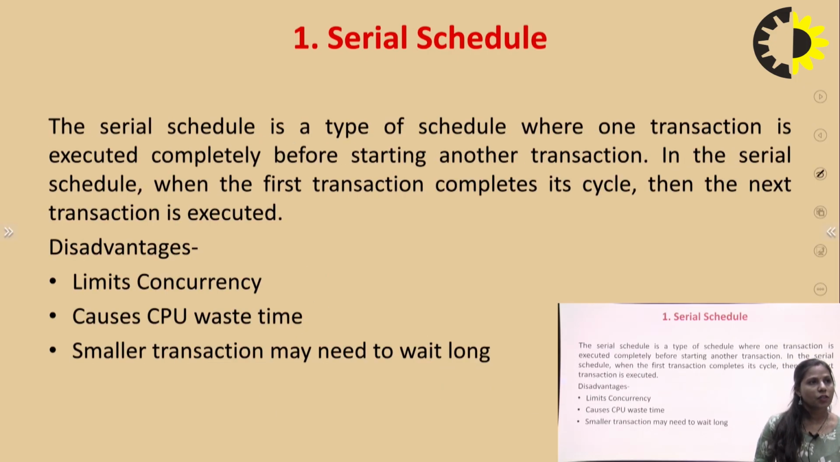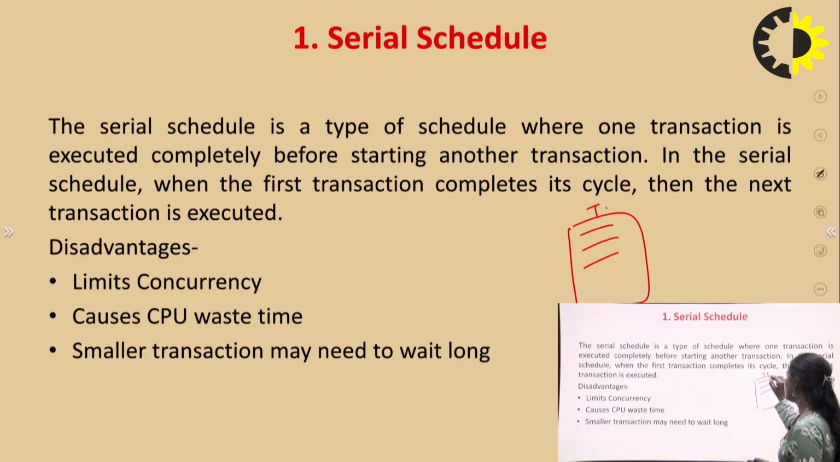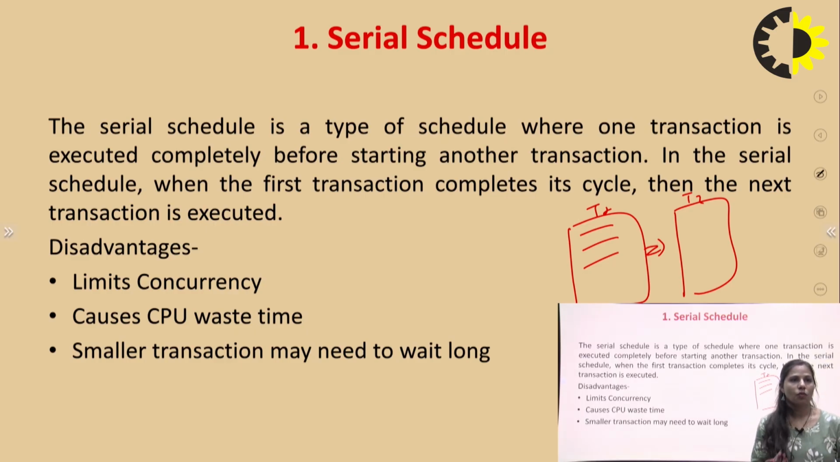Let's discuss what a serial schedule is. A serial schedule is a type of schedule where one transaction is executed completely before starting another transaction. In the serial schedule, when the first transaction completes its cycle, then the second transaction is executed. For example, we have a series of operations. This is the T1 transaction, and only after that will the T2 transaction work. This is how the serial schedule works.